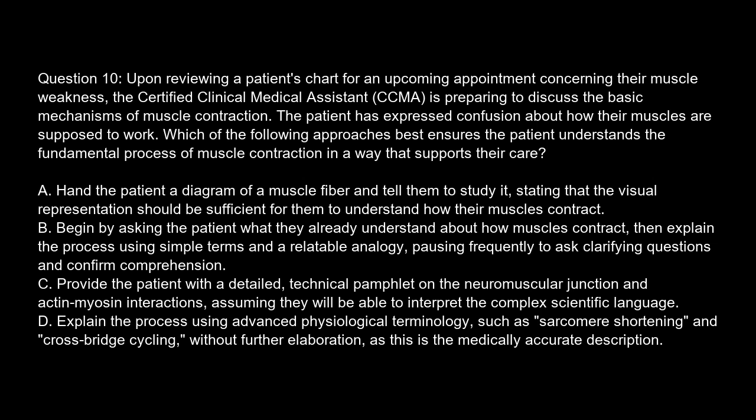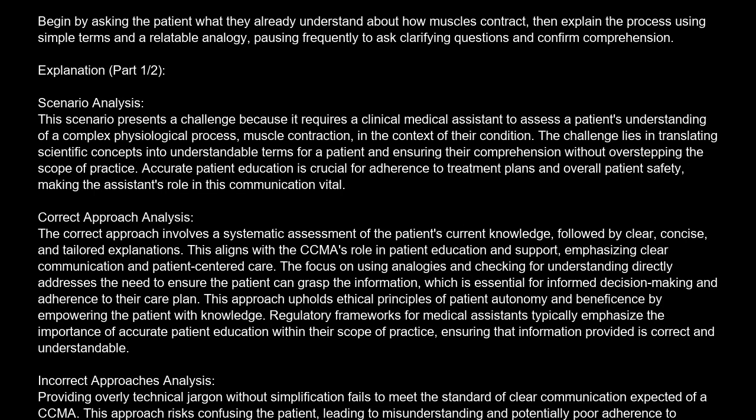Option C. Provide the patient with a detailed, technical pamphlet on the neuromuscular junction and actin-myosin interactions, assuming they will be able to interpret the complex scientific language. Option D. Explain the process using advanced physiological terminology, such as sarcomere shortening and cross-bridge cycling, without further elaboration, as this is the medically accurate description. The correct answer is B.